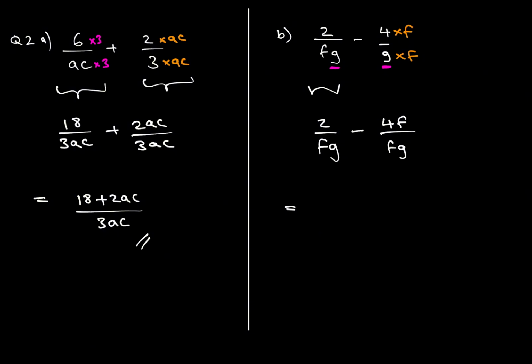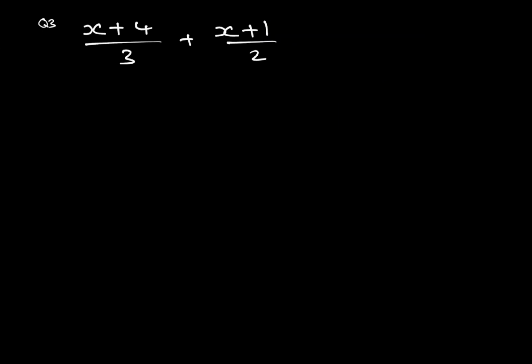Now I can combine the fractions. So it's 2 minus 4f all over fg. None of the terms can be simplified any further, so I can just stop there. Okay, in this example, we have to still make the denominators the same. The lowest common multiple of 3 and 2 is 6. How do I make 3 into 6? I times it by 2, so I've got to do the same to the numerator. And how do I make 2 into 6? Well, I times that by 3, and I've got to do the same to the numerator there.